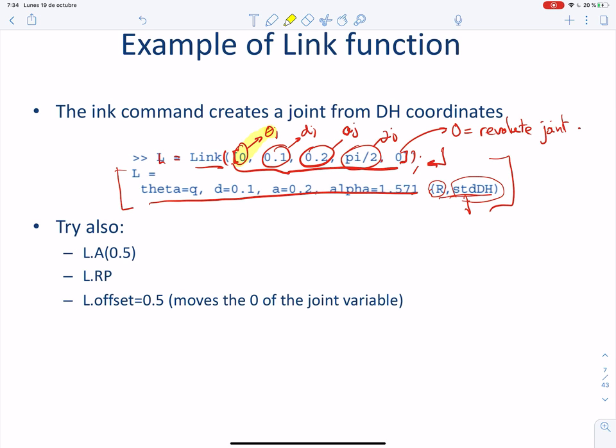So for me, it is also important that you try these. So L dot A, well, this is a syntax that we have to start getting accustomed to. The variable L is a variable, okay? Because it is created the moment we assign it to the result of the Link function, but it is something bigger than a variable. L is an object, okay?